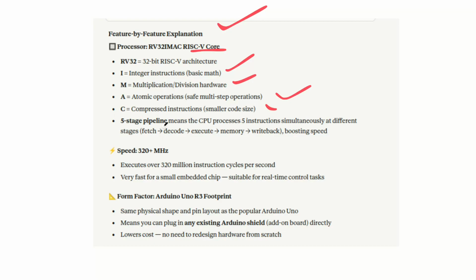Now it is a 5-stage pipeline, meaning the CPU processes 5 instructions simultaneously. It's a pipeline processor, that is, we know what a pipeline is, right? 5-stage pipeline means 5 instructions can be happening simultaneously.